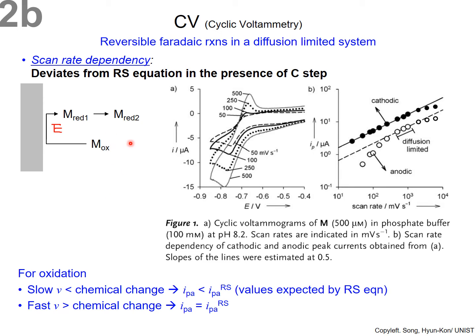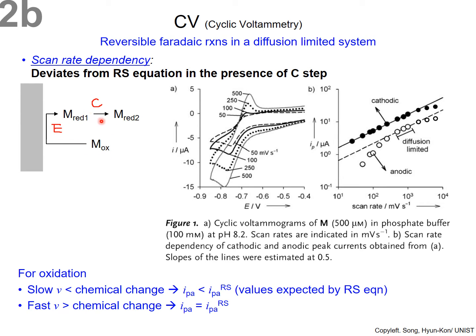However, in this special case, we have one more thing. Red1 is chemically converted to Red2 without the effect of the electrochemistry. So this is called the chemical step, or C step. This Red2 cannot be electrochemically oxidized into Ox. However, this Red1 is electrochemically oxidized into Ox. And also, this charge transfer reaction is reversible. Then, what happens for the scan rate dependency in this case?